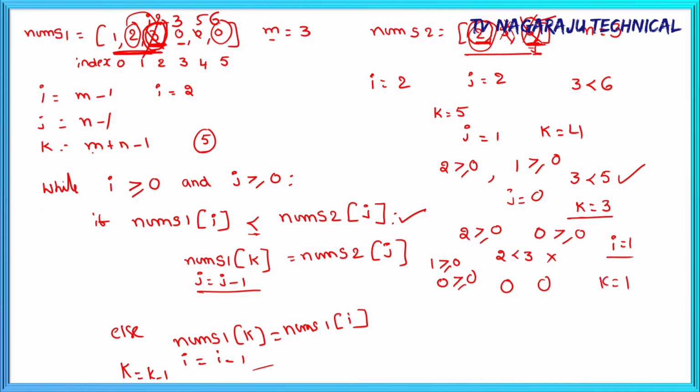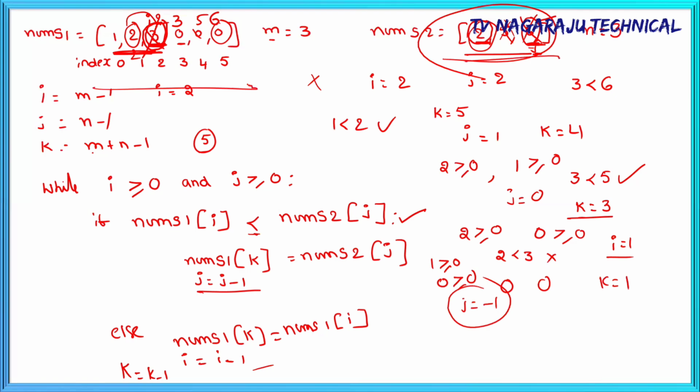Now next iteration, 1 less than 2. Yes or no? 1 less than 2. So 2 is placed. Next iteration j is equal to minus 1. The condition fails, we come out of the loop. That means the entire second array is copied. Once j is equal to minus 1, the entire second array is copied.